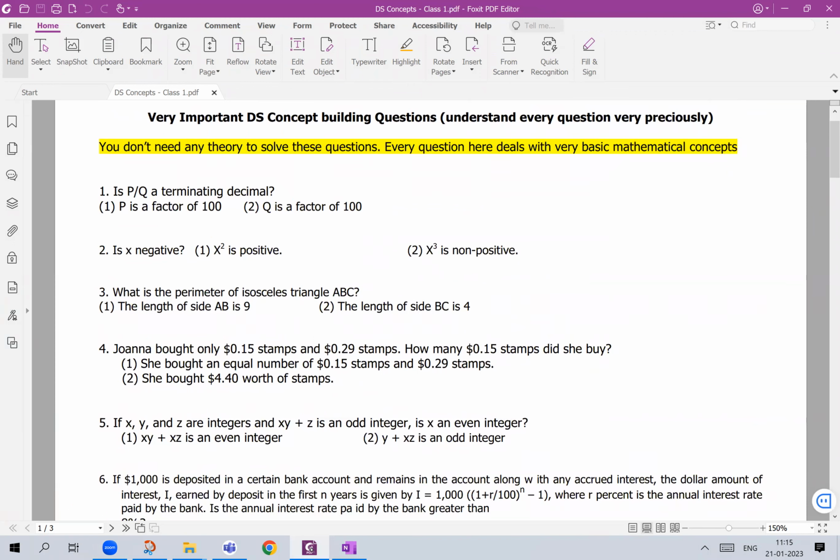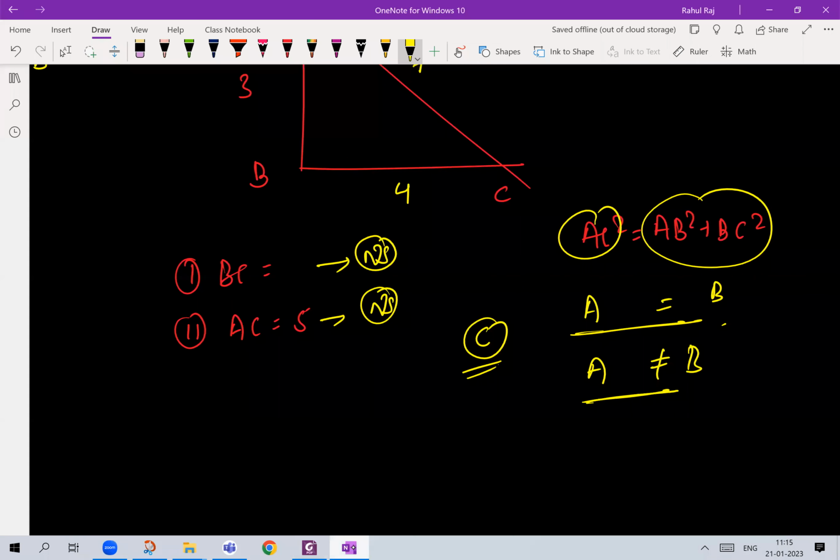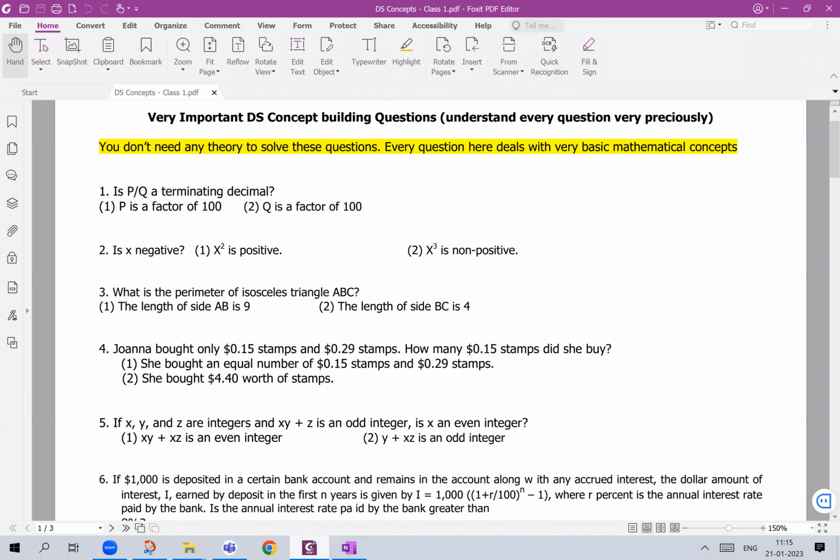Terminating decimal is what? Something that stops. 1 by 2 is terminating. 1 by 2 is nothing but 0.5, which is terminating. 1 by 3 is 0.333. It's non-terminating. For these questions, you should not know anything at all in math. No concept is required. These are all conceptless questions. It's all logic. Can you take 2 minutes for question number 1? Please write your answers in the chat.